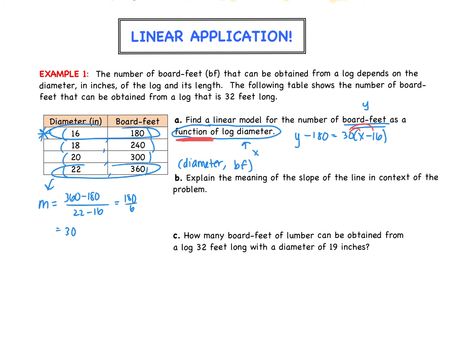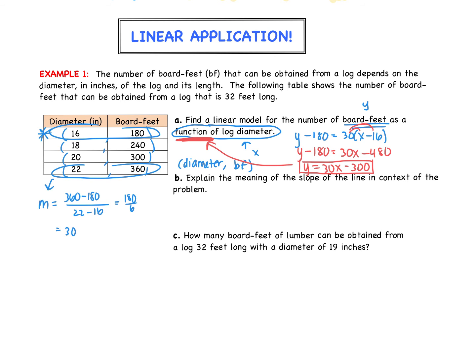So I'm going to distribute that 30, and I get y minus 180 is equal to 30x minus 480. If I add 180 over then, I get y equals 30x subtract 300. That then is a function. Instead of y, it would be better to use f of x, but I'm fine if you use y. So this is function of something that's always like the other side of f of x. Right, whatever the function is of is the x or the input.